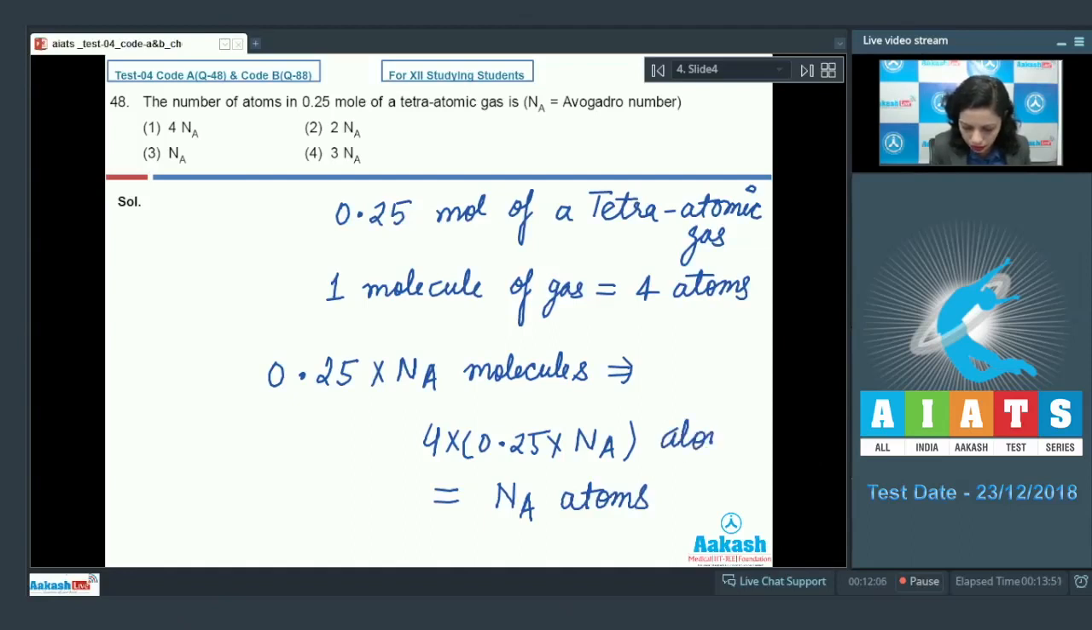These are the atoms here. Now, on the basis of this, the third option is the correct answer, and that's why you should choose it as the correct option. Let's take the next question.